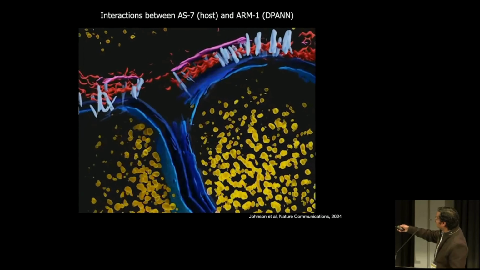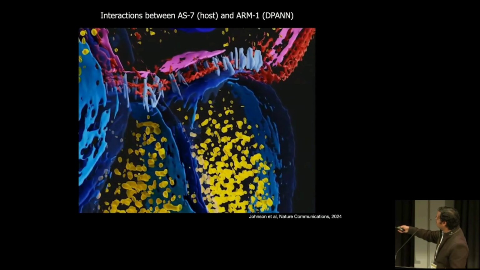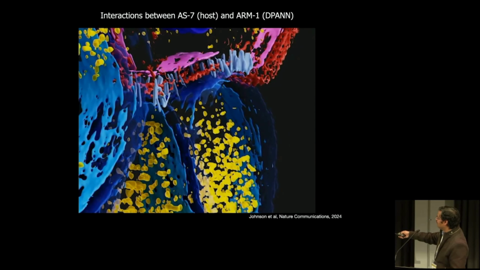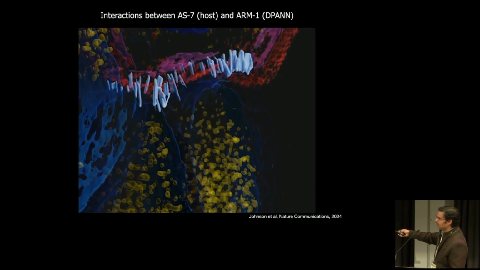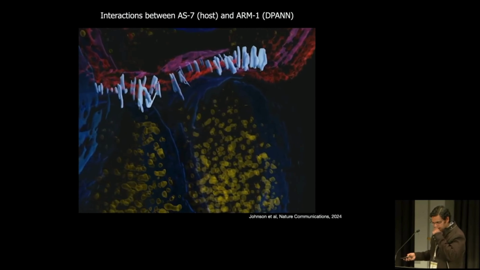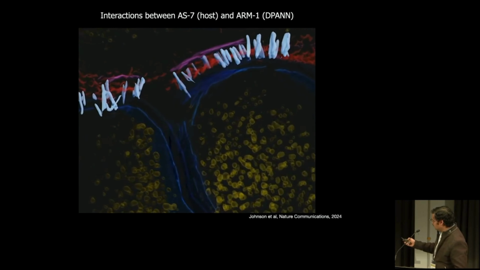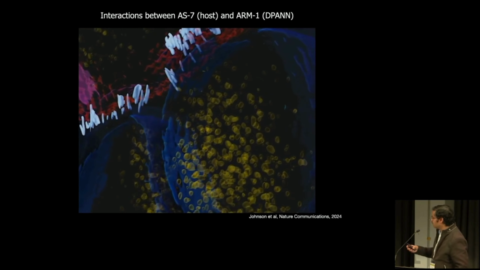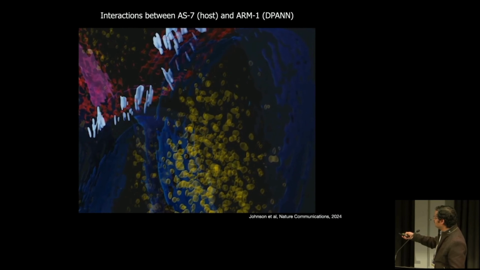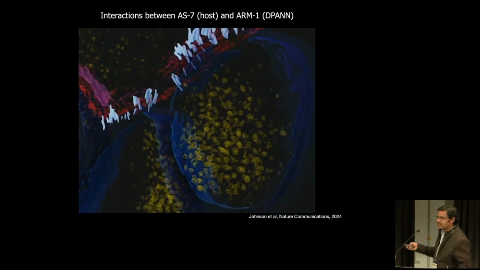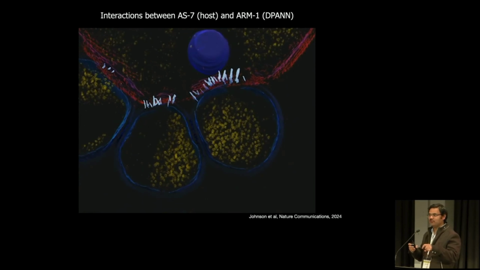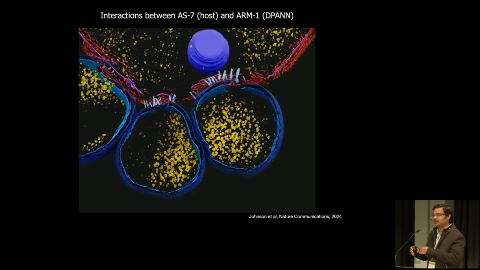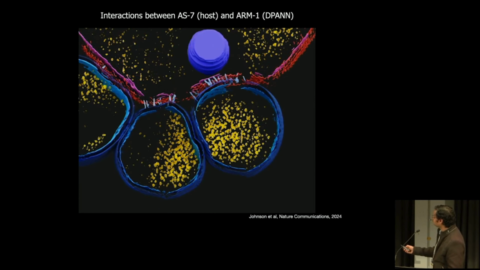And then what we found, intriguingly, is that between these two cell types there are a number of nanotubes connecting them. There are many of those nanotubes, and they are forming very tight contact between the host cell and the DPANN archaea. And obviously, these nanotubes are probably conduits for material transfer between the two different cell types.